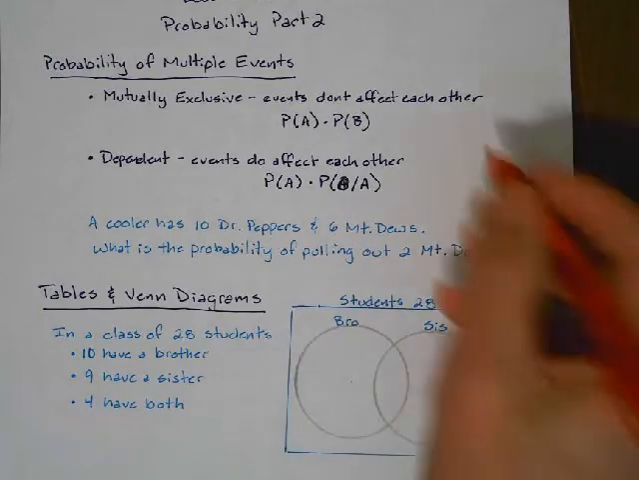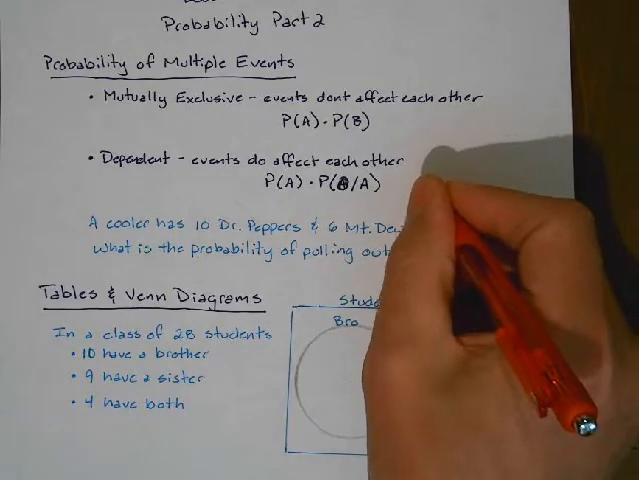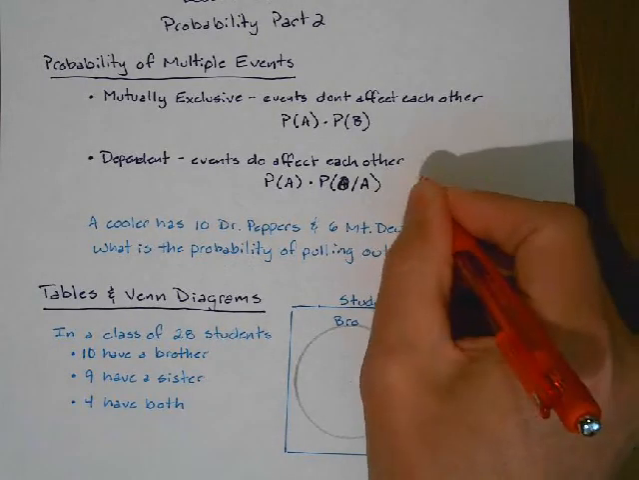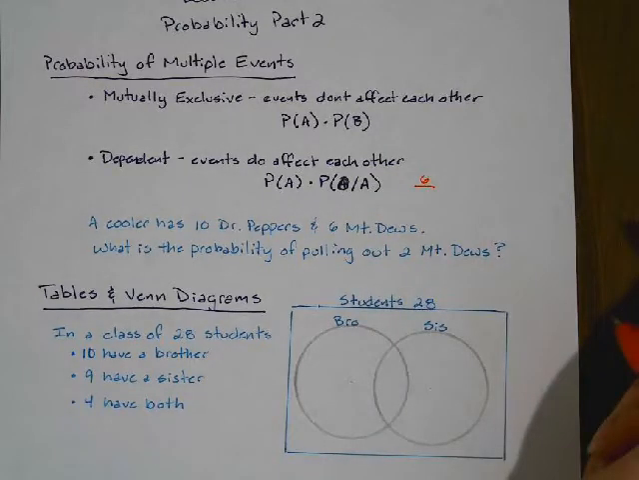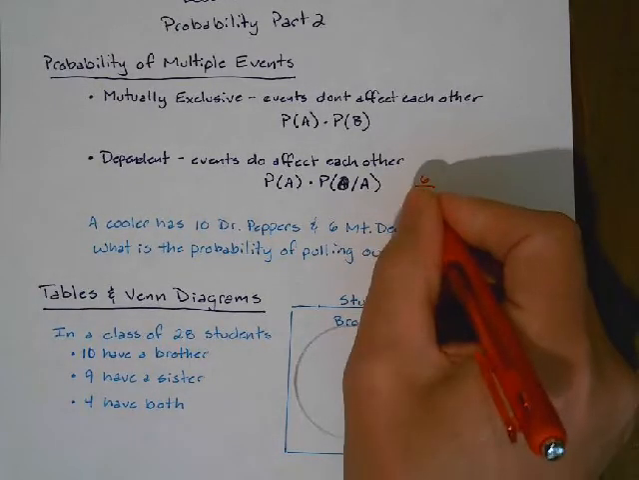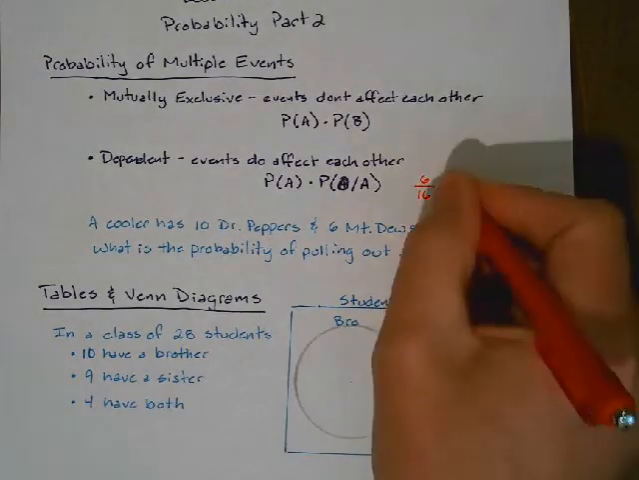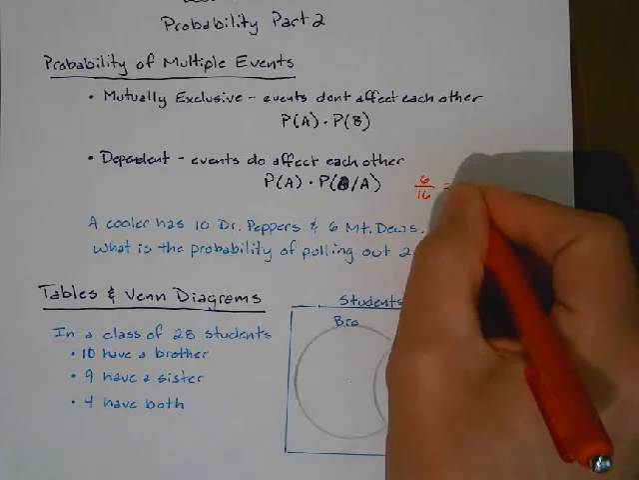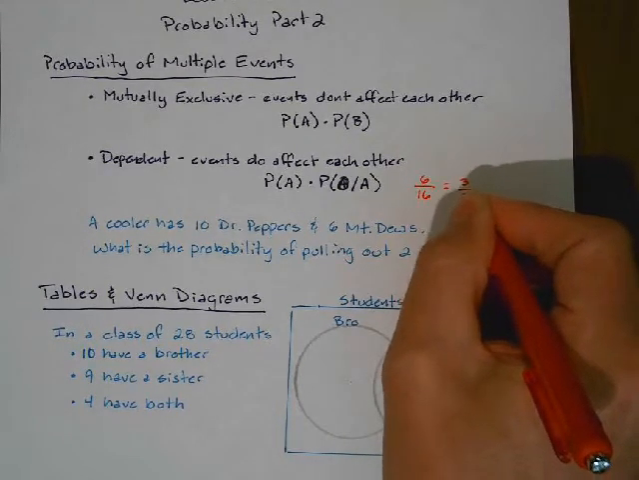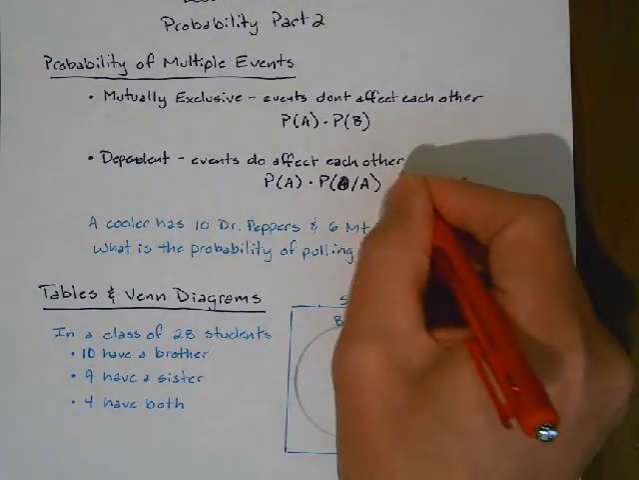So for Mountain Dews, I've got 6 favorable outcomes, and there's 16 different cans of soda in there. So 6 out of 16 times, I'm going to pull out a Mountain Dew on the first pull. If I reduce that, it reduces to 3 out of 8. All right, that's my first.